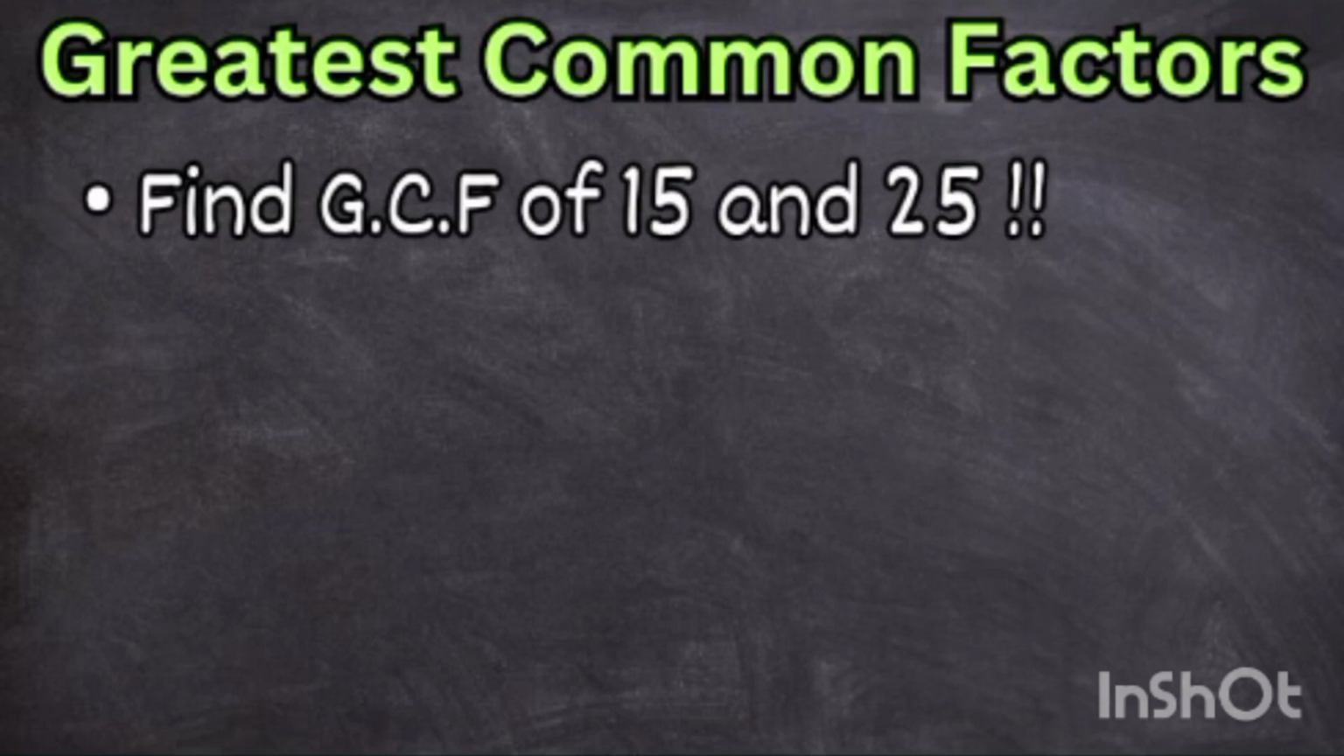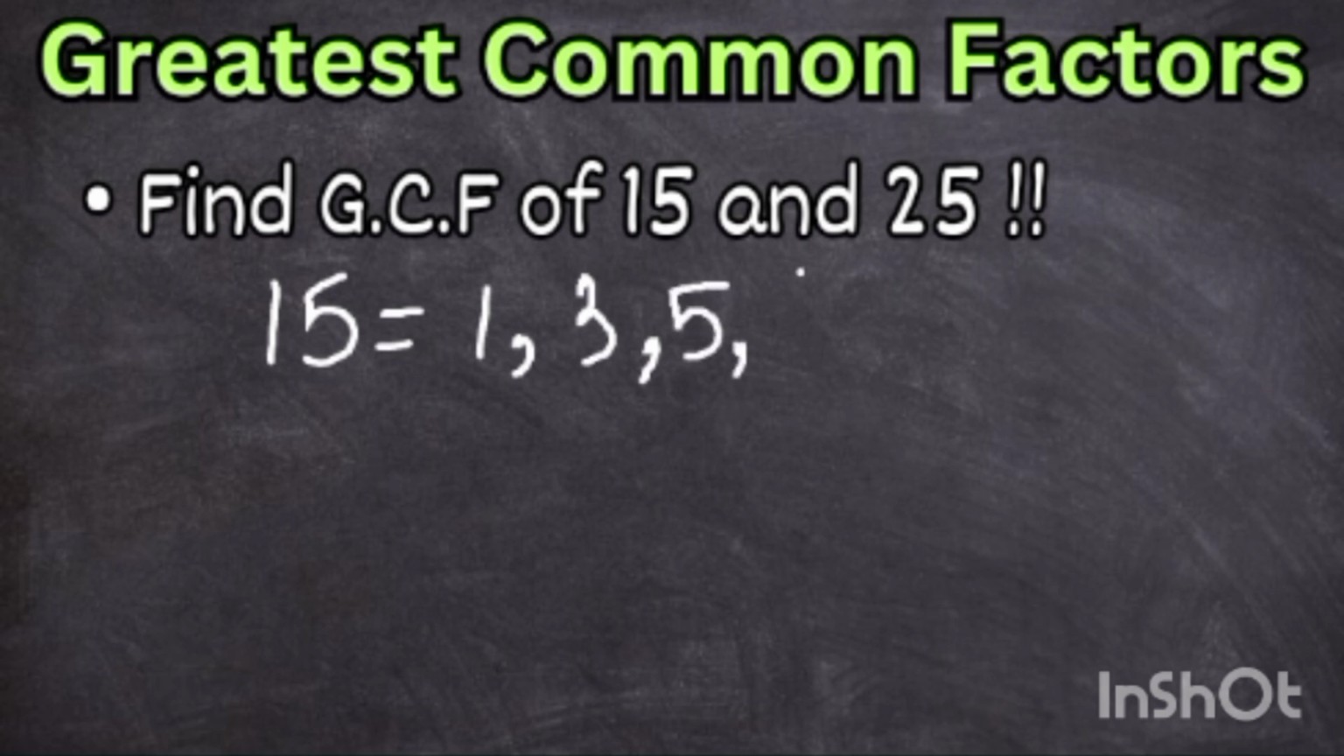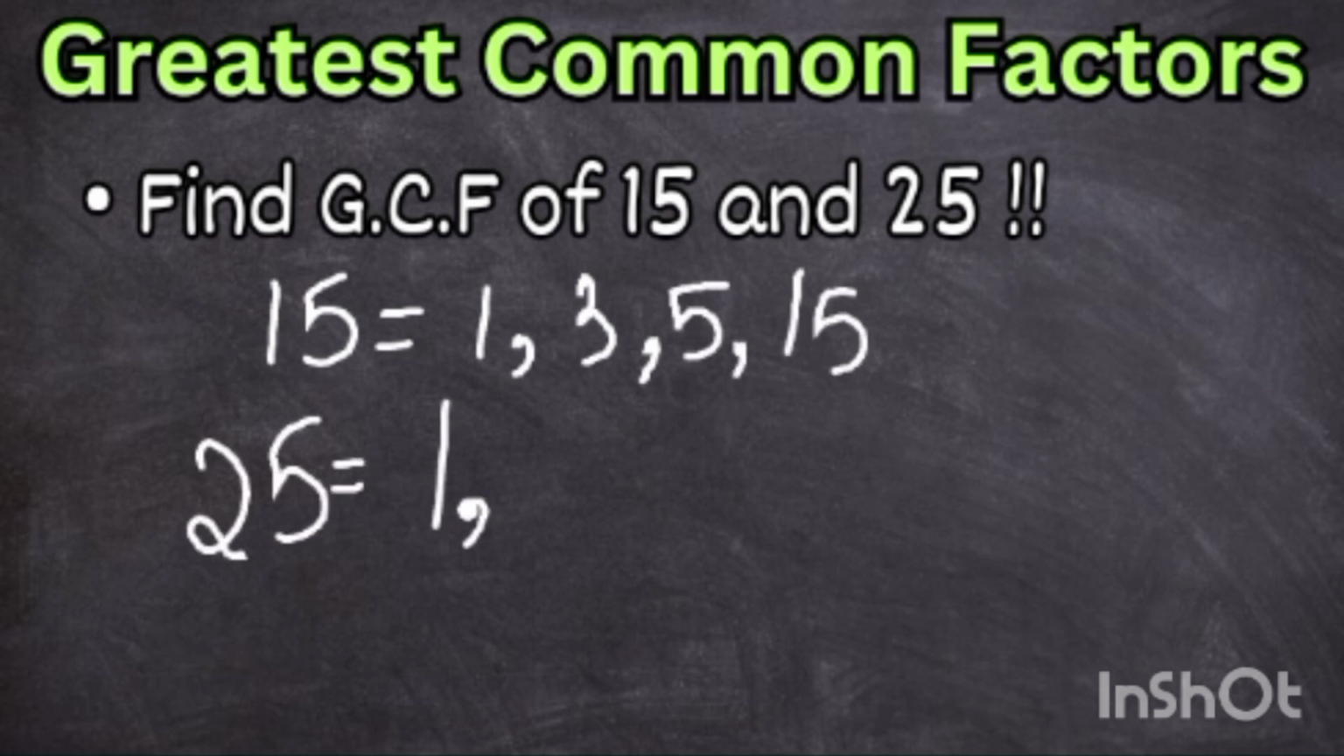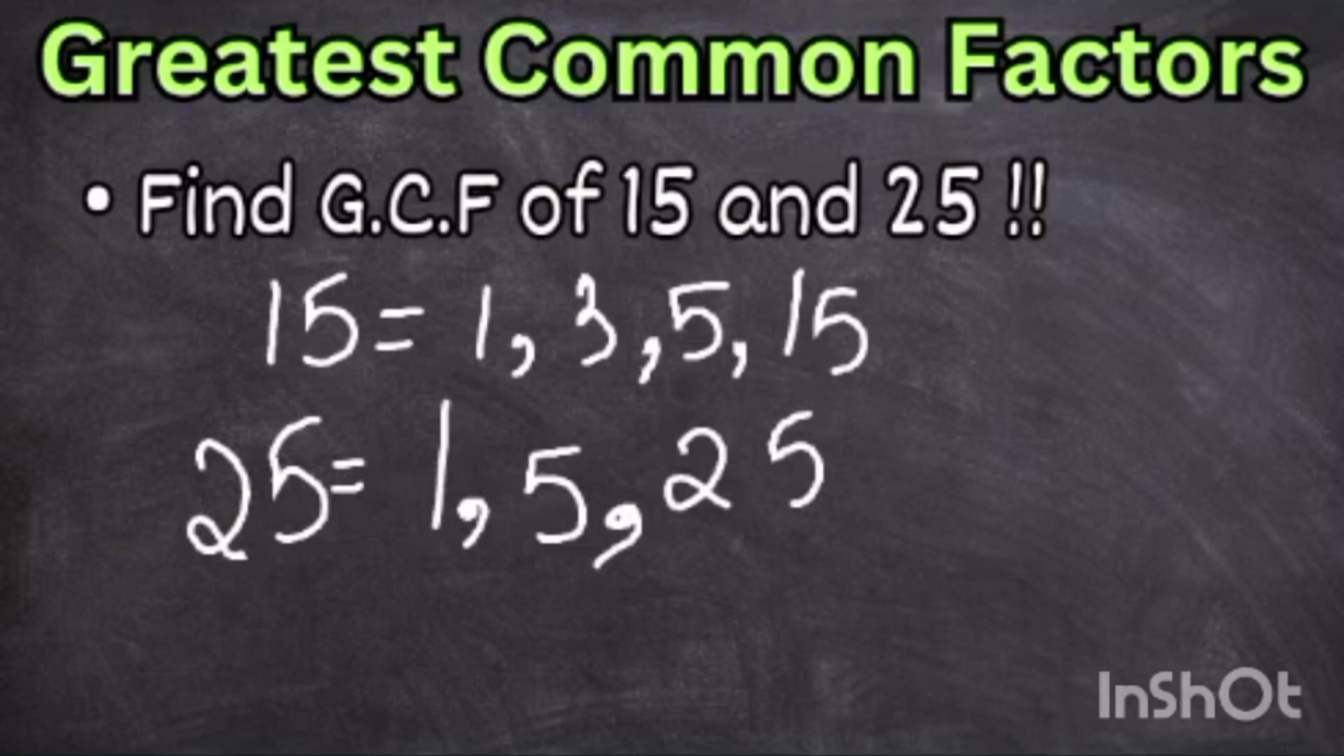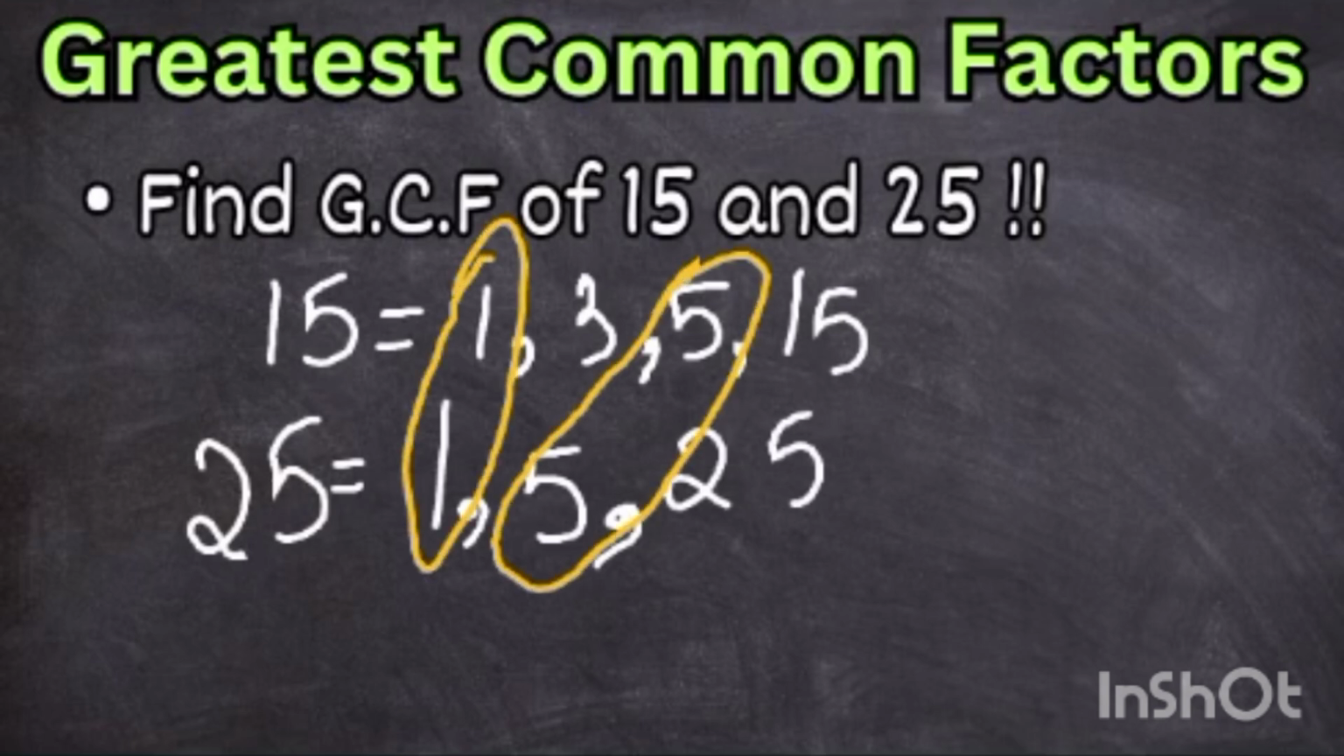Now let's find the GCF of 15 and 25. Let's break it down together. We are going to list all the factors of 15 and 25. The factors of 15 are 1, 3, 5 and 15. Now the factors of 25 are 1, 5 and 25. Now we are going to see the common factors in these lists. The common factors are 1 and 5. We have only two common factors, 1 and 5. Now the greatest one is 5.